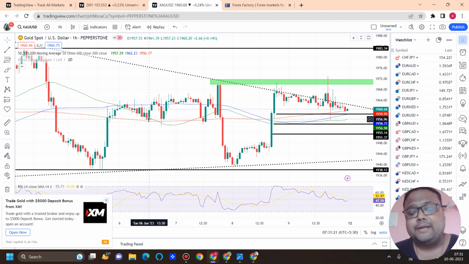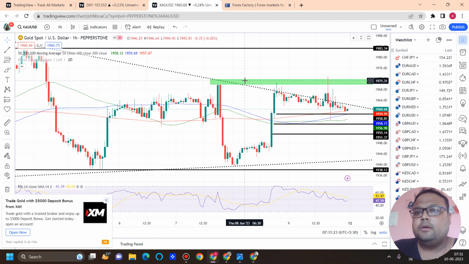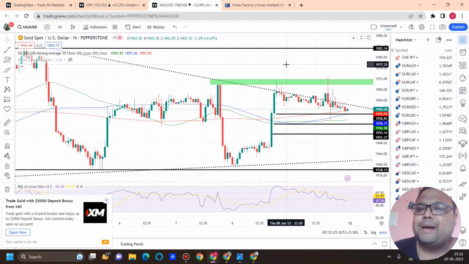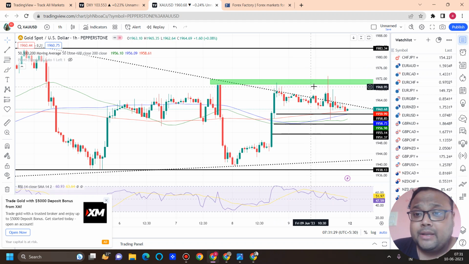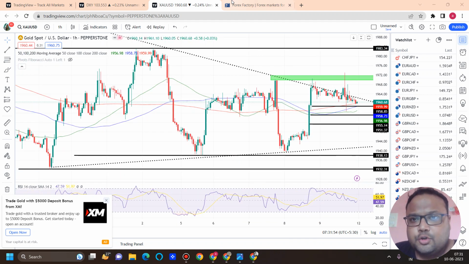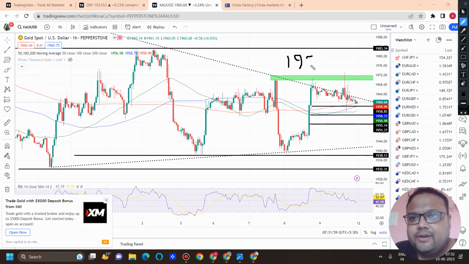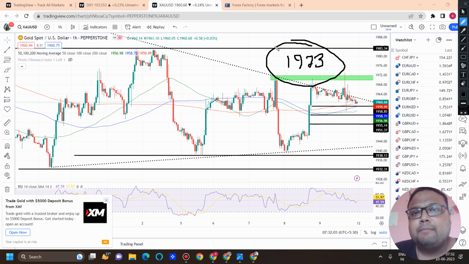To understand the levels better, yesterday, when there was a sudden spike in the market, gold made a high of 1973 and came down immediately. So day traders, 1973 is the next immediate resistance where we can expect the market to face some selling pressure on Monday. The market opening will be important.